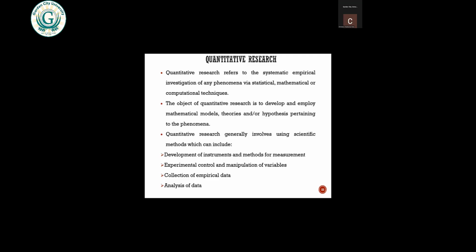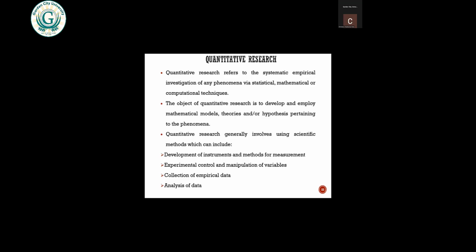If you are measuring whether somebody is delivering heavy babies, you would need a weighing scale. So you need to develop equipment and methods for measurement in quantitative research.